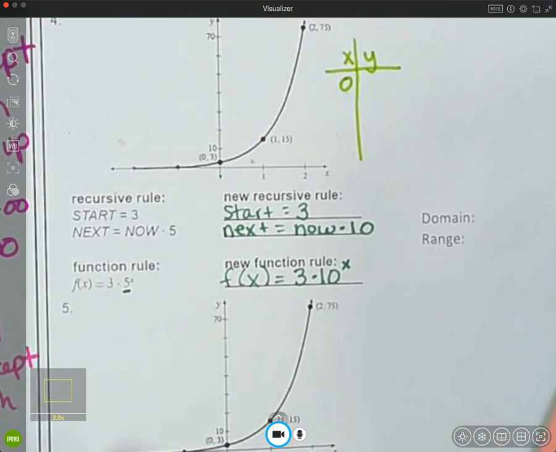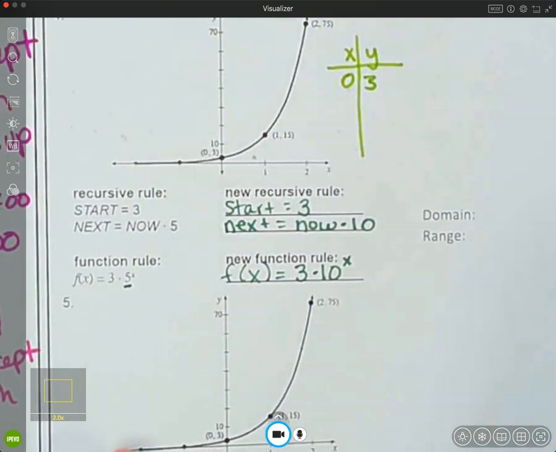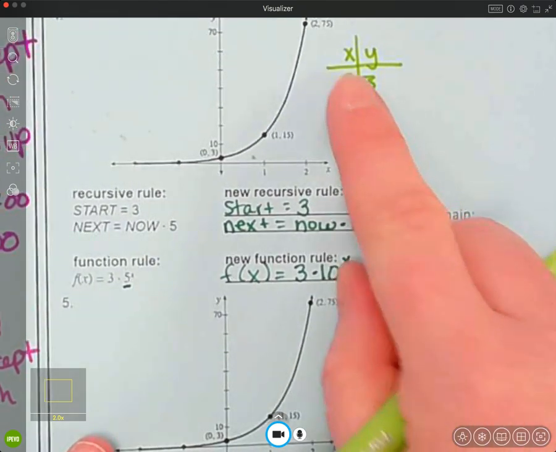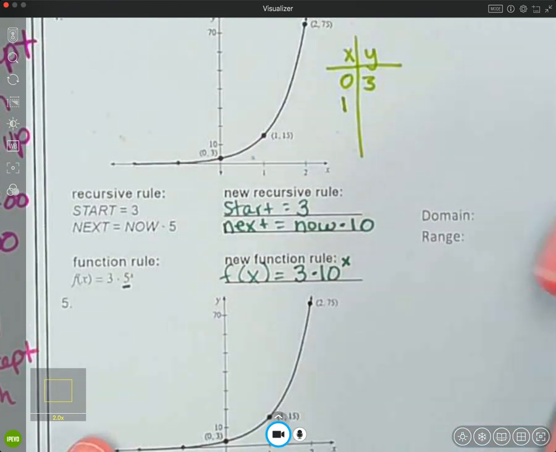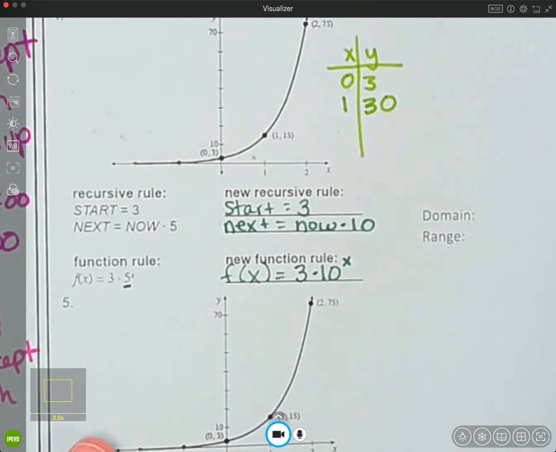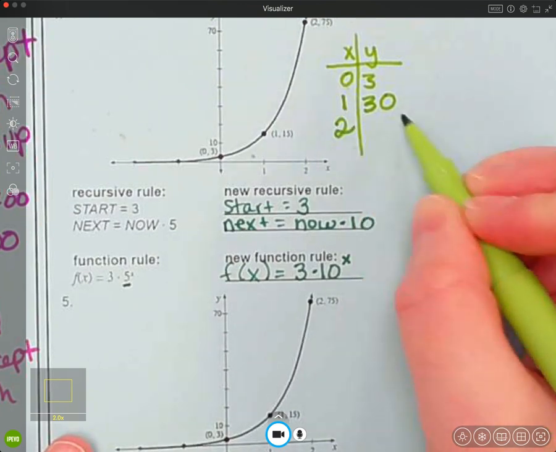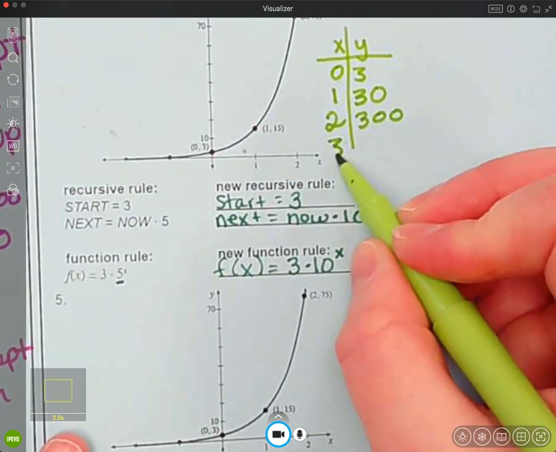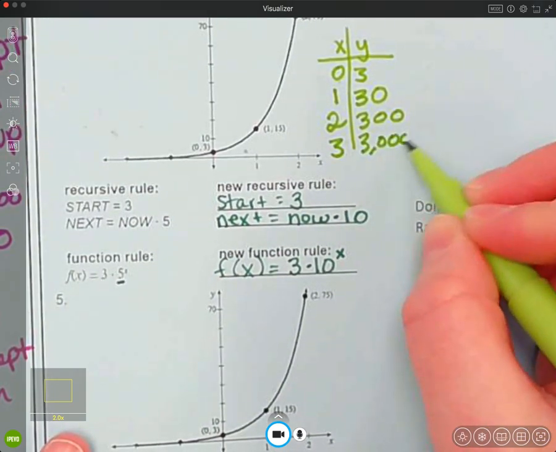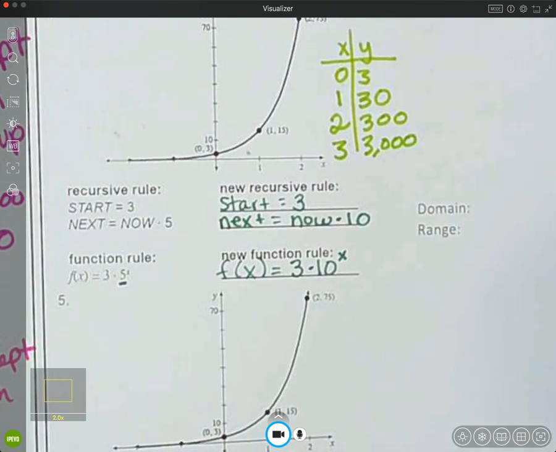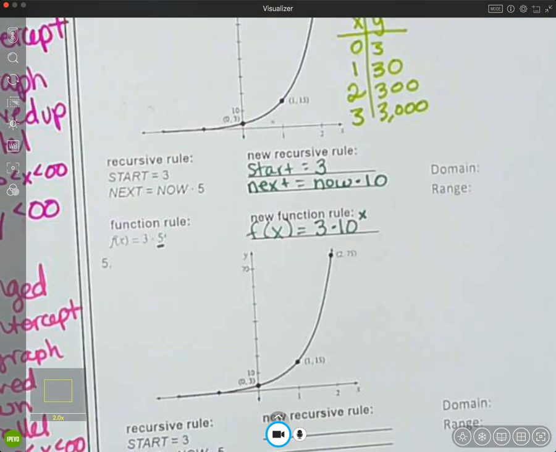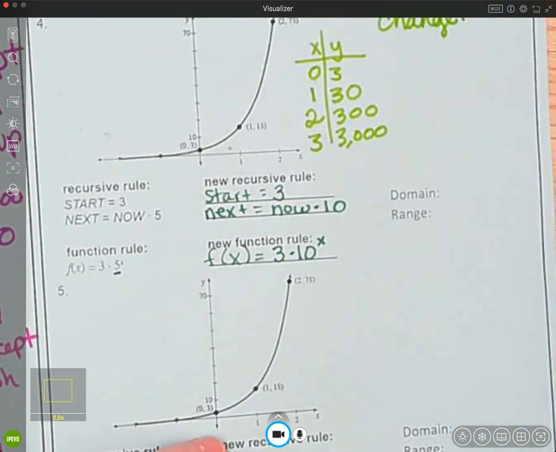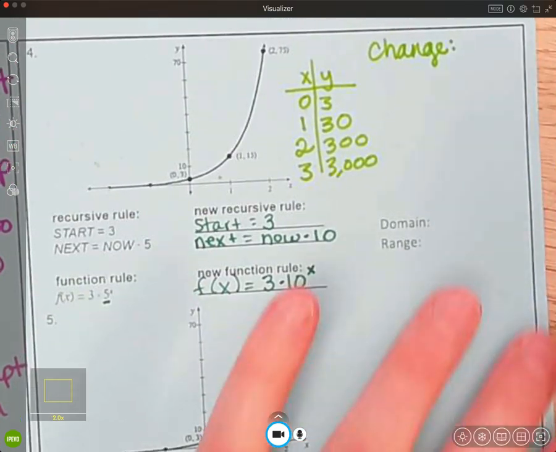So we have 0, start out with 3. And then on day 1 means the previous is being multiplied by 10. So 3 times 10. 30. Good. Then the next one, 30 times 10 again. 300. Then the next one, 3,000. Yep. So it's going to keep on increasing by a multiple of 10. So let's write what we changed. We changed the rate.